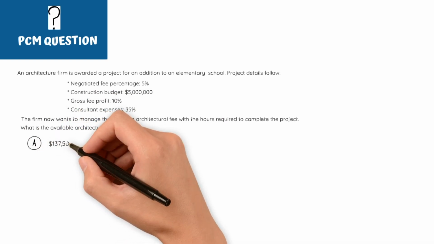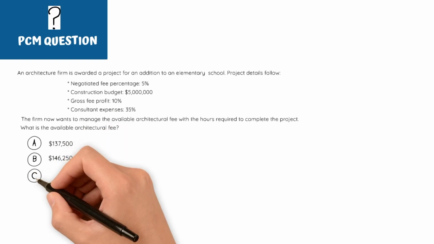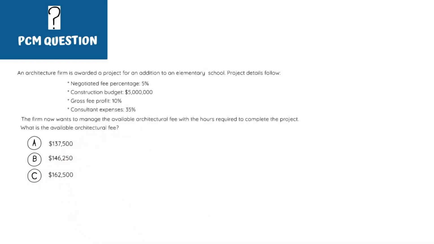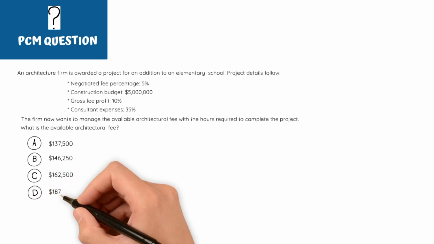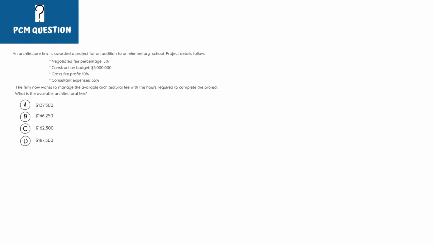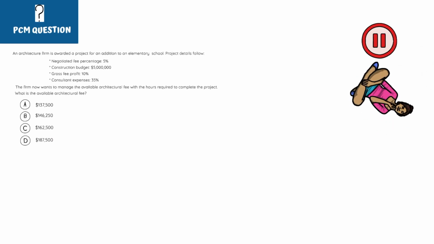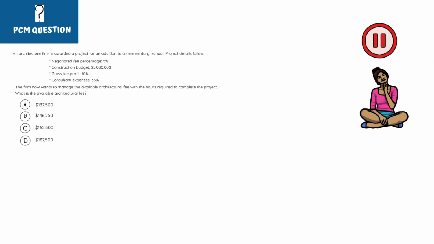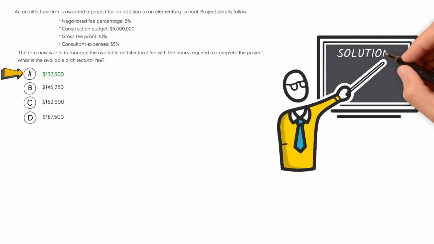Option A is $137,500. Option B is $146,250. Option C is $162,500. And lastly, option D is $187,500. So please pause the video here if you would like to solve the question before I do. But I will continue with the correct option and the solution. The correct option is option A, $137,500. Now let's look into the solution.